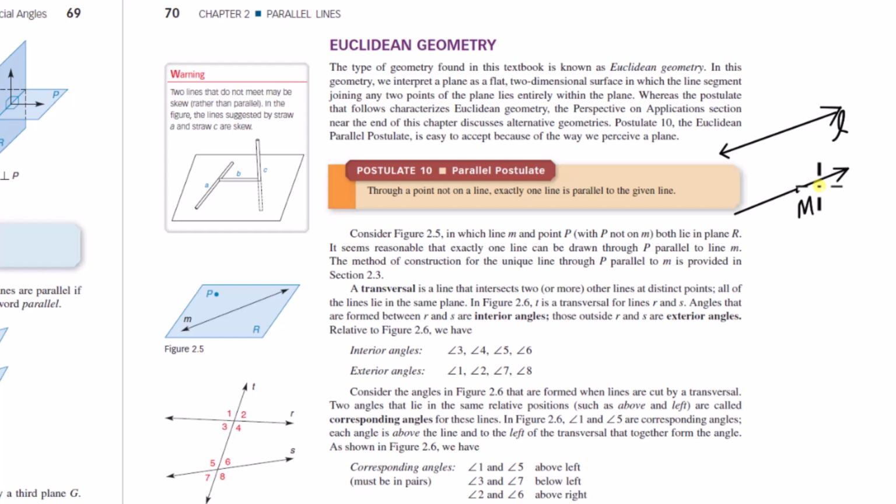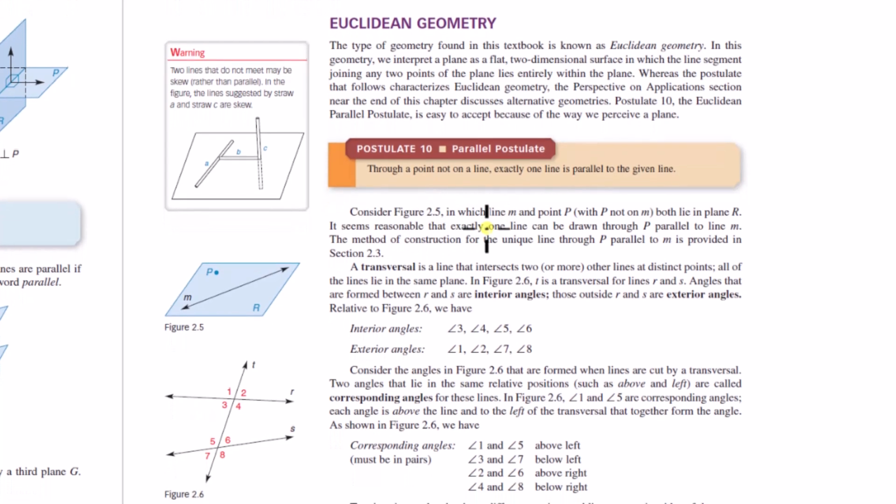That's what they're saying. And this postulate works because they're saying that this postulate is easy to accept, that it seems intuitive, because we're thinking from the perspective of Euclidean geometry, whereas we interpret a plane as a perfectly flat two-dimensional surface in which any 2 points within that plane, if you join them with a line, are entirely within the plane. But later in the chapter, we're going to look at an idea from the perspective of another type of geometry. Okay, but that's the postulate, which is easy to accept because of this Euclidean perspective.